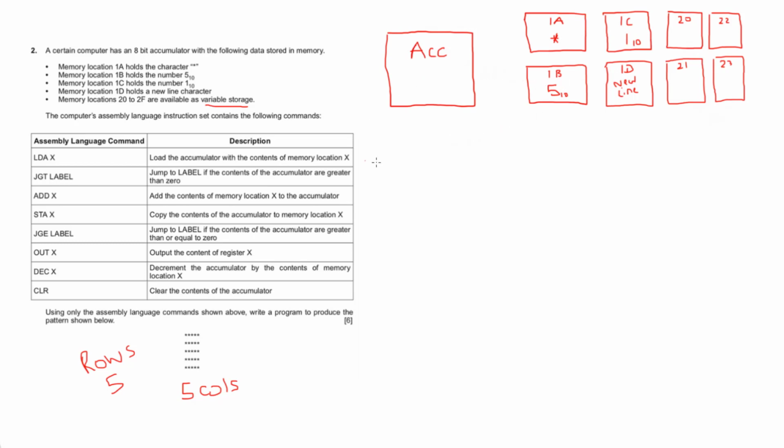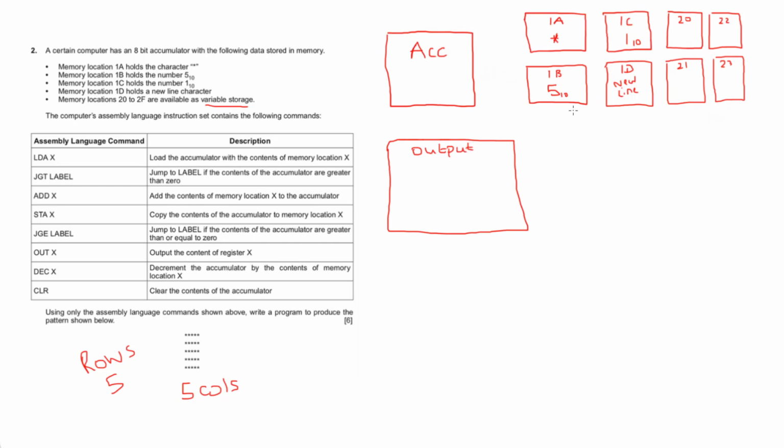I've got an accumulator there. And also, I imagine, I'll have some kind of output, which I'll just put up here, because we need to actually produce 5 stars, so we're going to have to output something, aren't we?